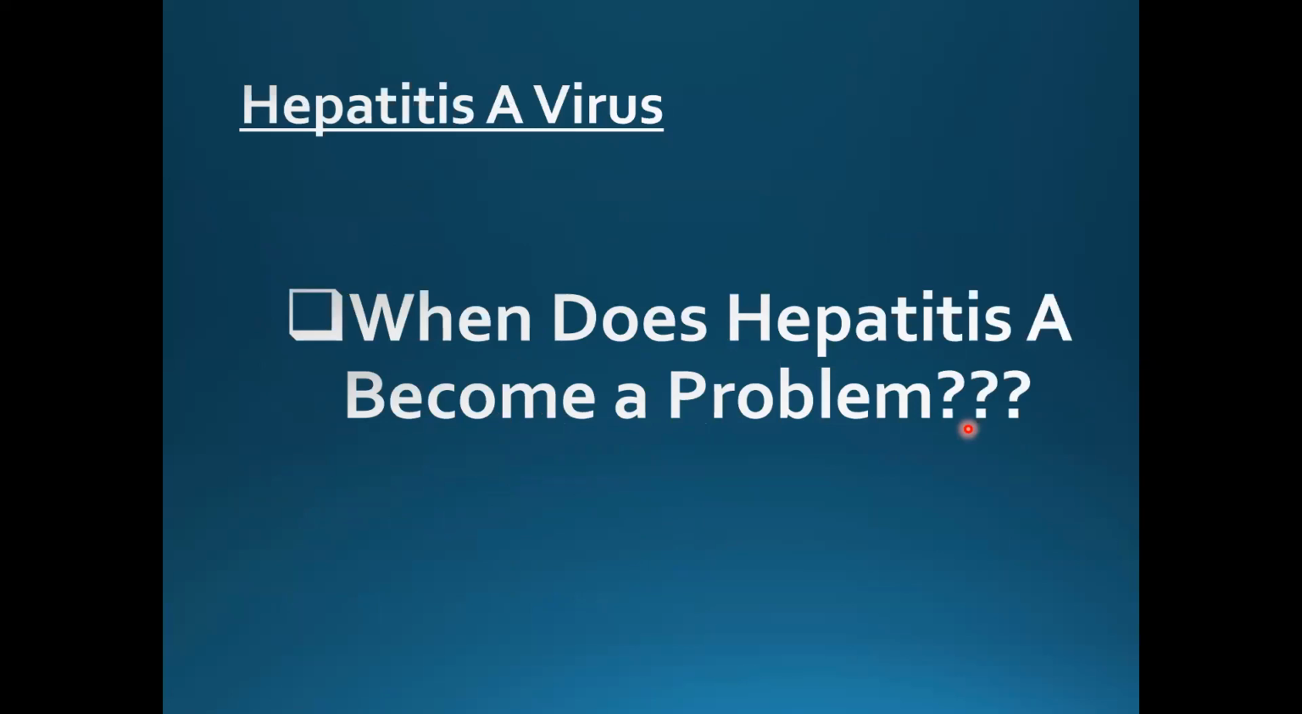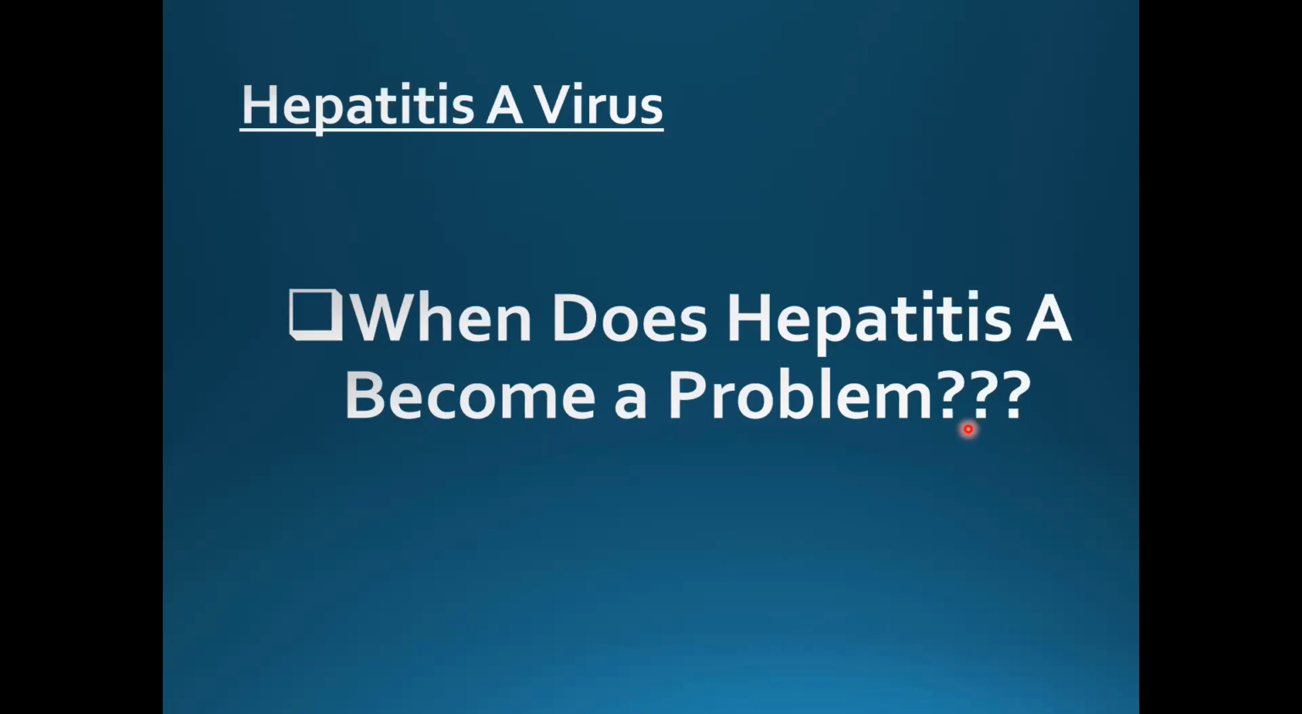Now, a very important point is, when does hepatitis A become a problem? So obviously, it's not really a problem unless it is one of the super severe forms of the disease that may result in necrosis and may result even in death. But that happens in less than 1% of the cases. So that's not really when hepatitis A becomes a problem.